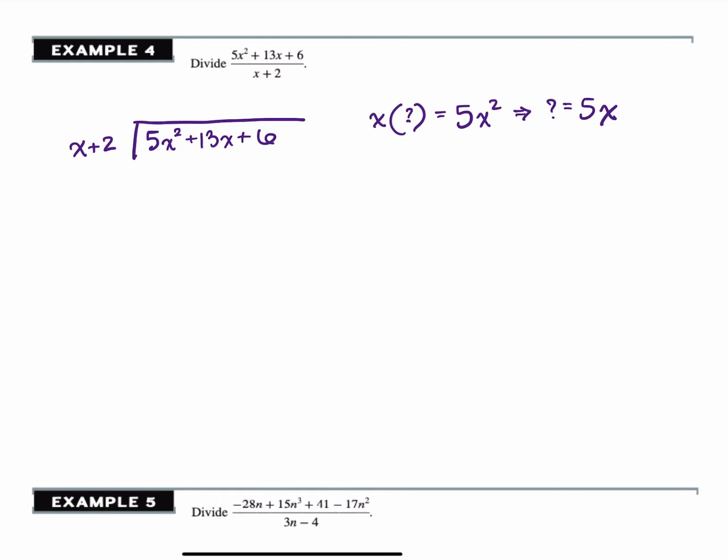So once you find out that thing that you want to multiply your first term by to get this first term, I'm going to write that up top here, 5x. And I'm writing it over the term that has the same power of x. You have the first power.